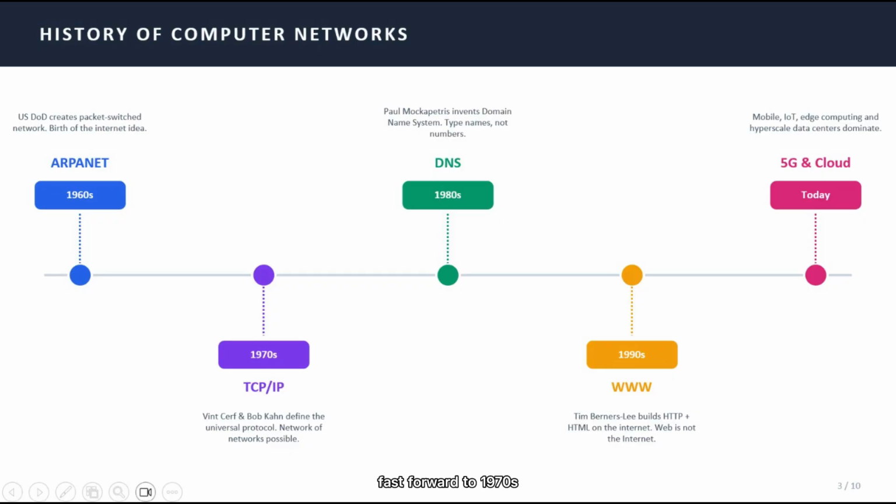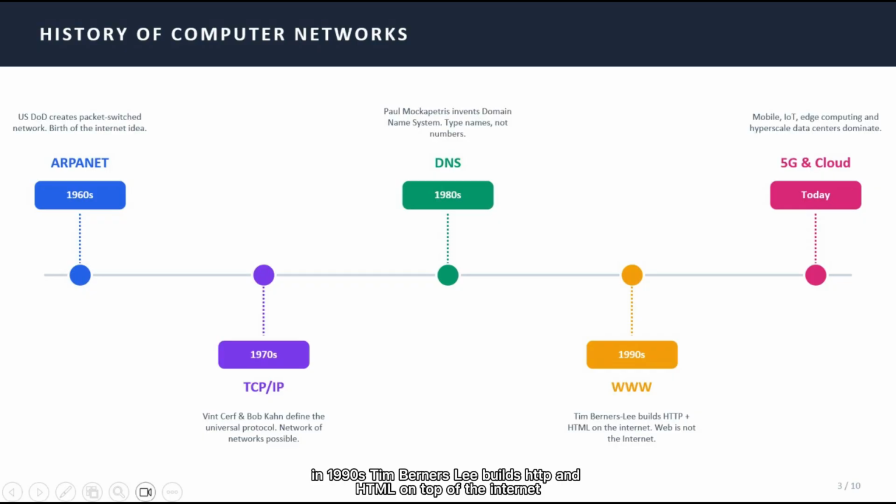Fast forward to the 1970s. Vint Cerf and Bob Kahn created TCP/IP. This is the universal protocol that lets different networks talk to each other. The network of networks becomes possible. In the 1980s, DNS is invented. Now, instead of memorizing IP addresses like 142.250.80.46, you just type google.com. Then the internet becomes human friendly.